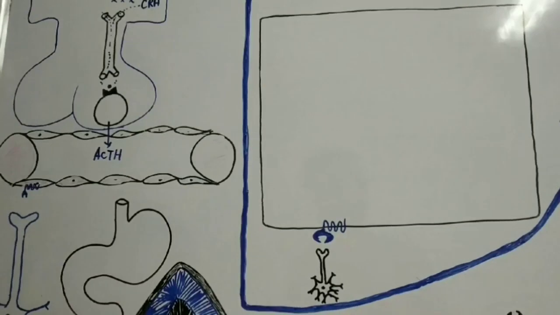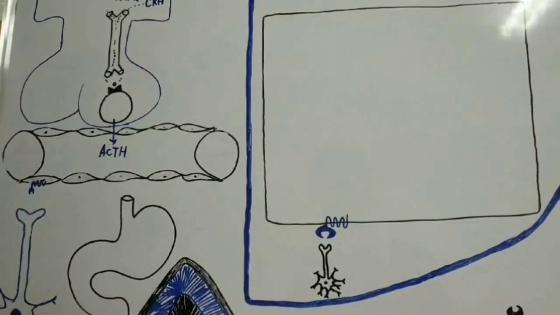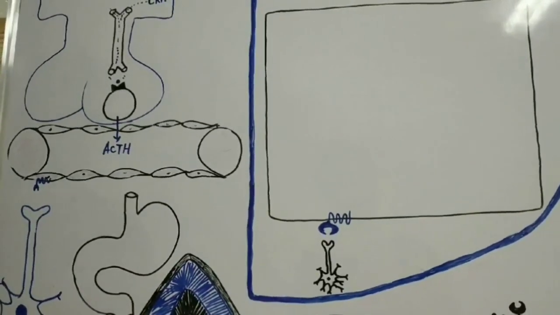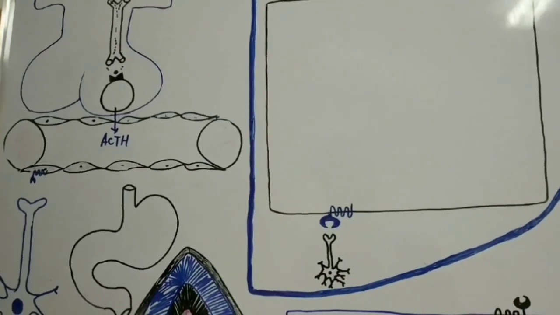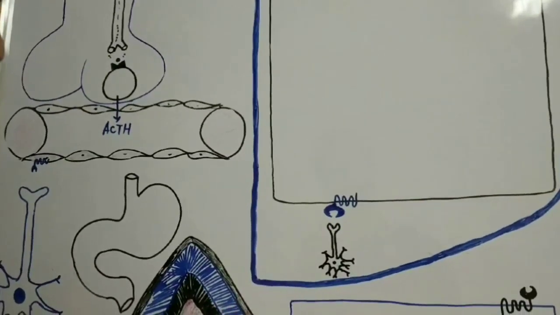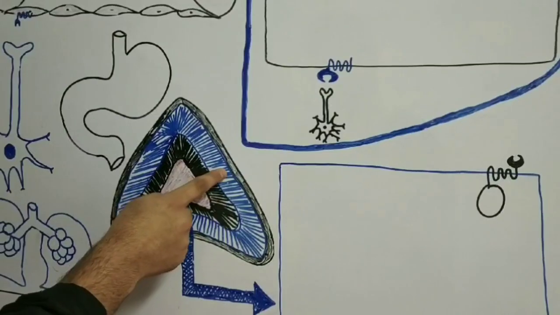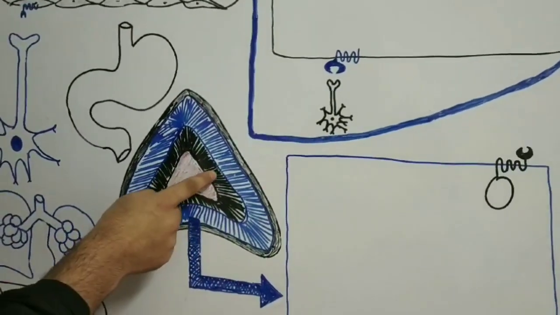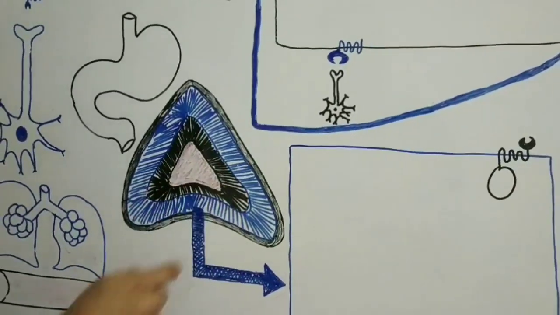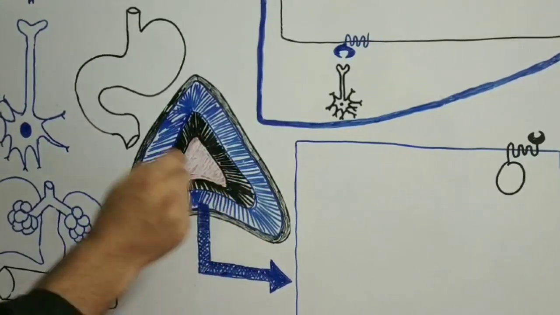Now what will happen? This ACTH goes to our adrenal cortex. As I have shown you here, the adrenal gland has two parts, adrenal medulla and adrenal cortex. The adrenal cortex has three layers. The first outer layer is called zona glomerulosa, this one, and this layer is called zona fasciculata, and this third layer is called zona reticularis. This second layer is responsible for forming the cortisol.